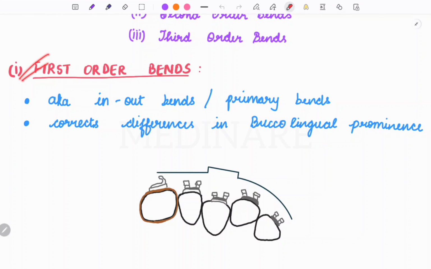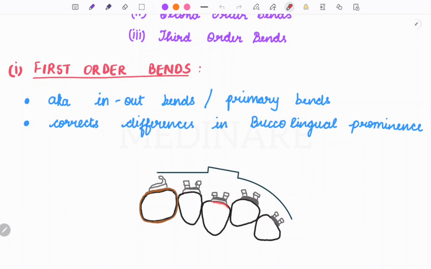So now let's look at the first order bends. First order bends are also known as in-out bends or primary bends. They correct differences which are present in the buccolingual direction. So here you can see this is the molar, here is a premolar, here is another premolar, here is your canine and here is your lateral incisor, right? And we have placed all the edgewise brackets on the labial surface of the teeth.